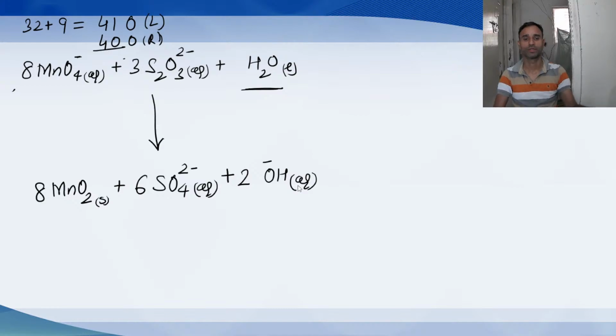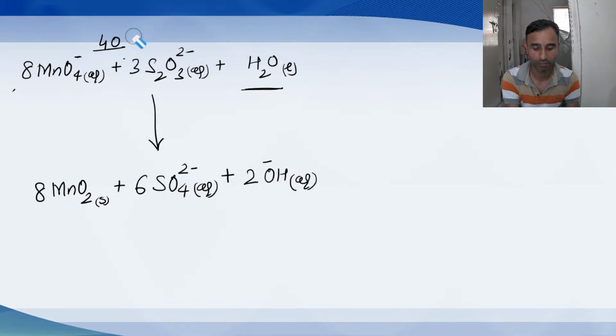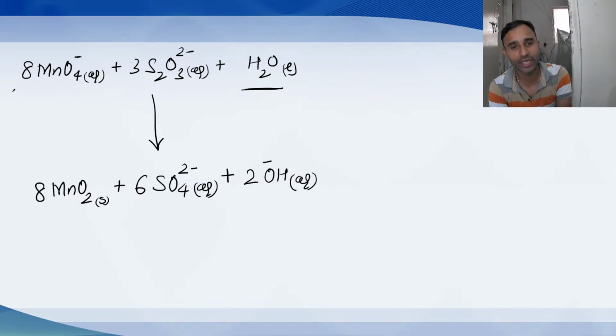That's it. So this is the balanced chemical equation in basic medium. Now the final check is to verify that the total charge on the left side should be equal to the total charge on the right side. See, 8 negative, 6 negative, minus 14; 12 negative, 2 negative, minus 14. That means this equation is balanced.